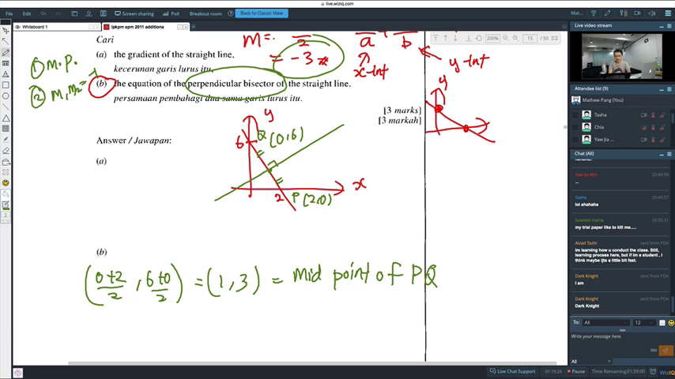Alright, then I want to find a perpendicular gradient. Just now I got the gradient equal to negative 3. So then I will say negative 3 multiply second gradient equals to negative 1. So second gradient is negative 1 over negative 3. So second gradient basically is 1 over 3.